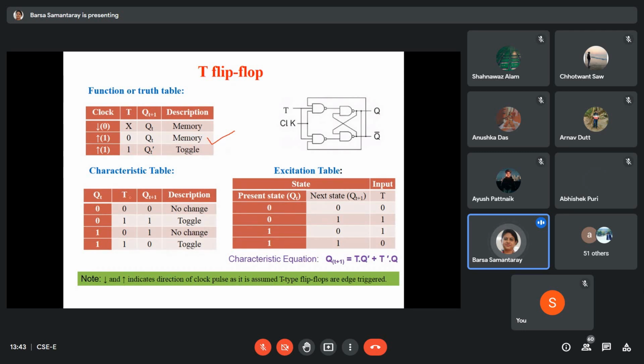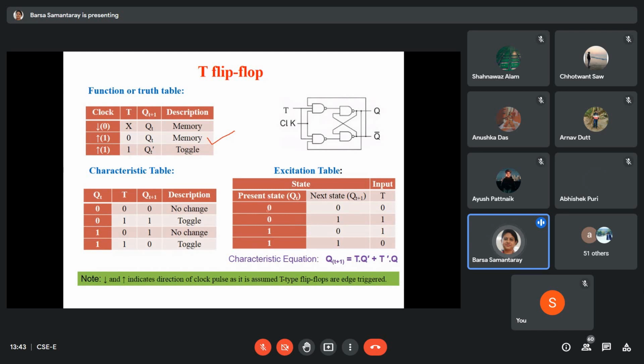Then from the characteristic table you can find out the characteristic equation. This is the characteristic equation. In the characteristic equation we can find out the relationship of Qt plus 1 in terms of Qt and T. So here we are getting T Q dash plus T dash Q. That means T XOR Q. Okay. And this is the excitation table of T.